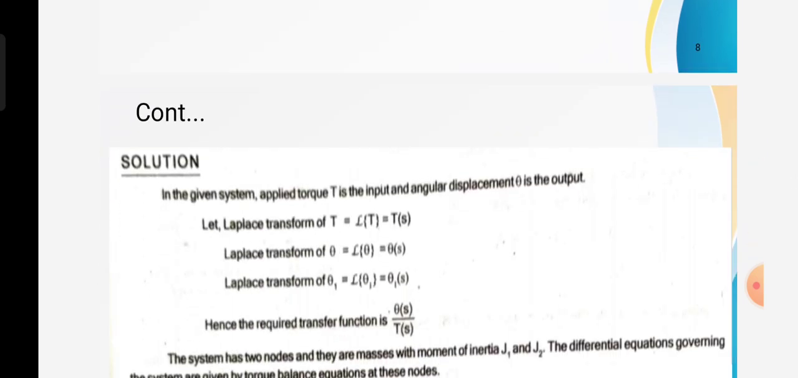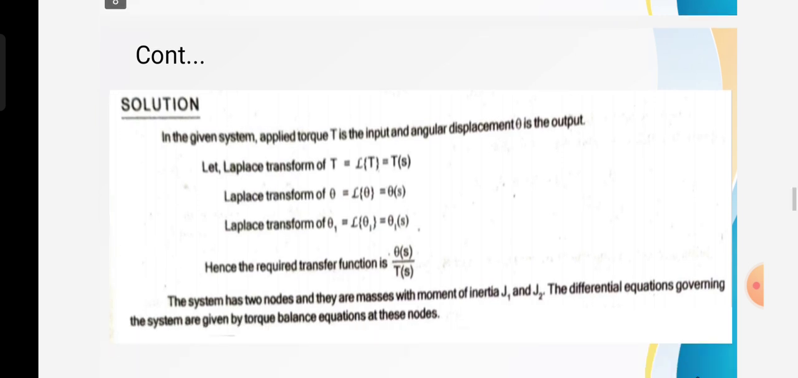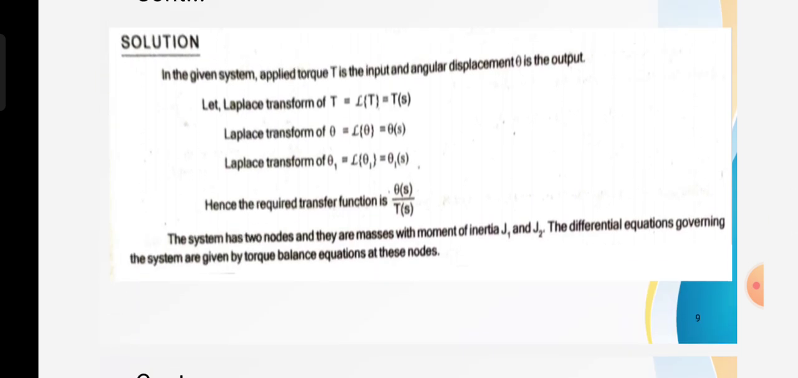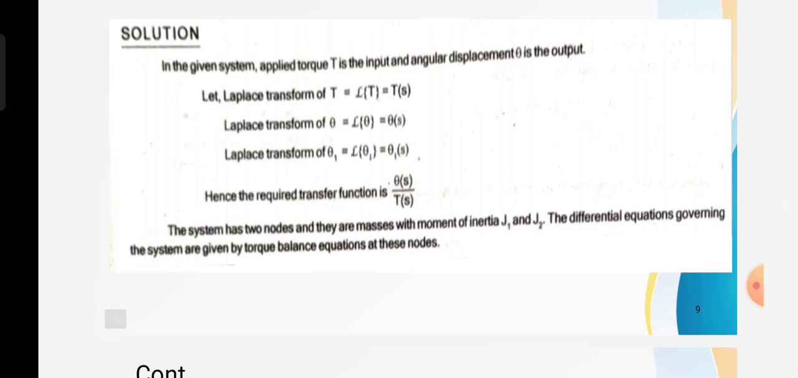Now we derive the transfer function of the system. The Laplace transform of the torque is T of s. The Laplace transform of theta is theta of s. The Laplace transform of theta 1 is theta 1 of s. Now we find the transfer function of the given mechanical rotational system, which is theta of s by T of s.